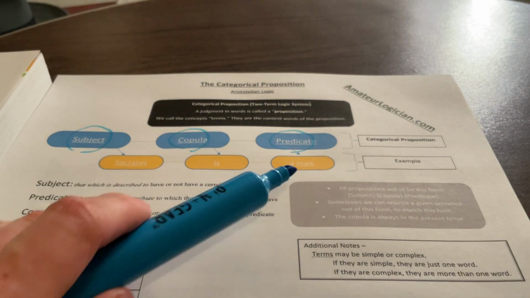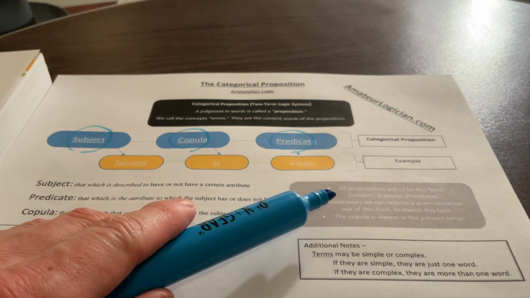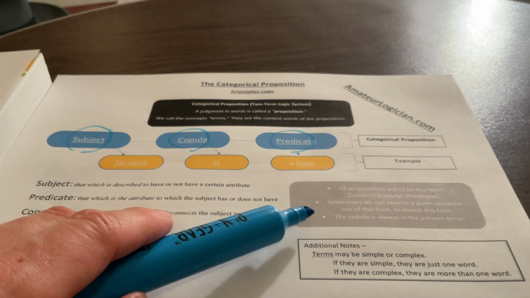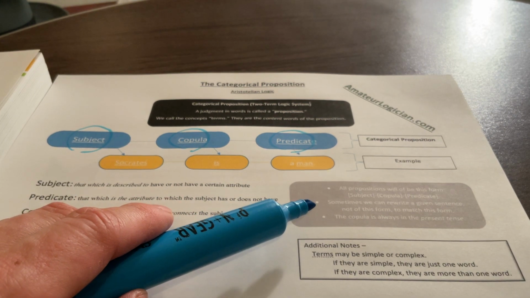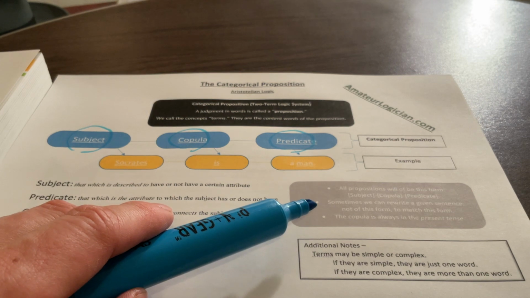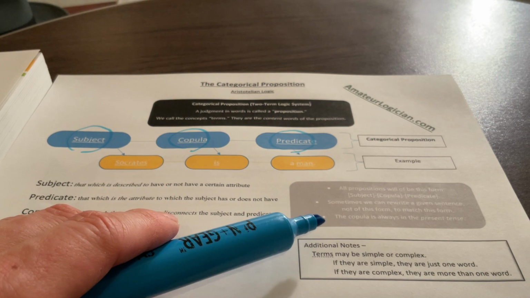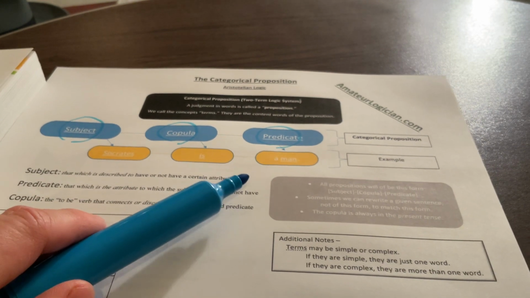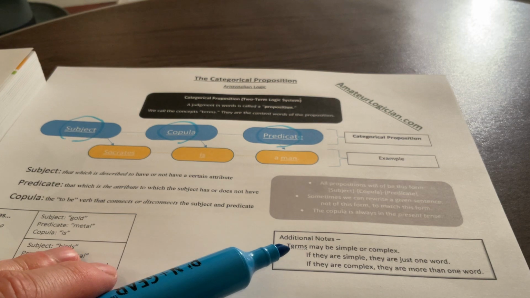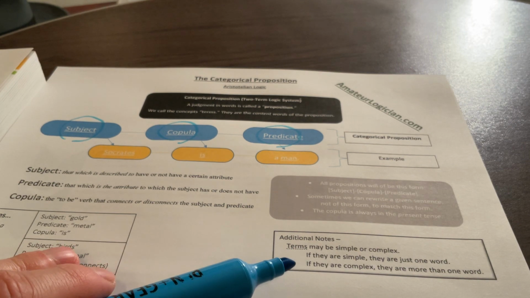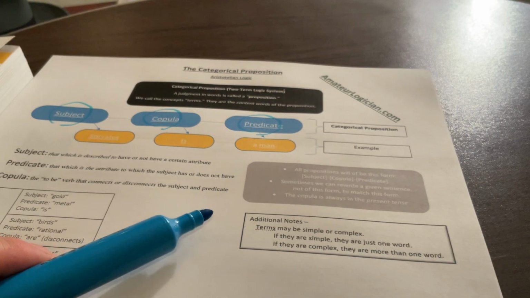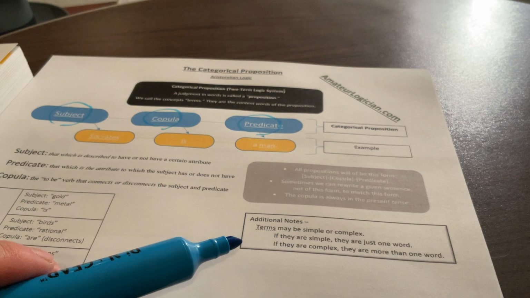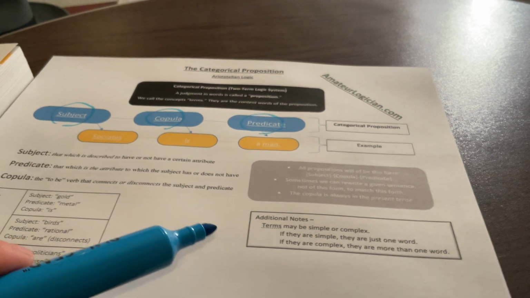Now it's important, like I said, that all propositions will be of this form: subject, copula, and predicate. That is to say, all categorical propositions will be of that form. Sometimes we can rewrite a given sentence not of this form to match this form. And we should always make sure that the copula is always in the present tense. Moreover, terms may be simple or complex. If they are simple, they're just one word. If they are complex, then they are more than one word. So the subject may be composed of several words. The predicate may be composed of several words. It doesn't just have to be one word.